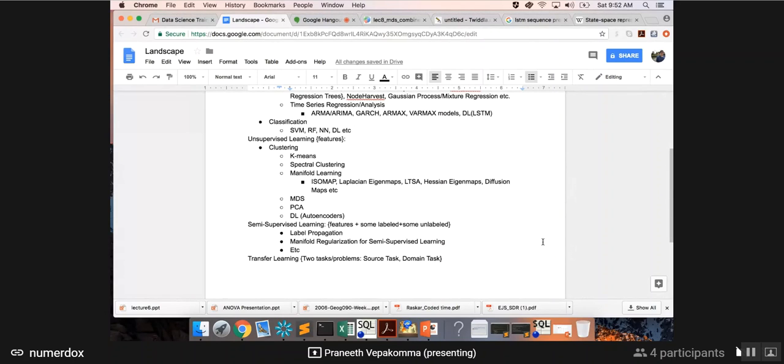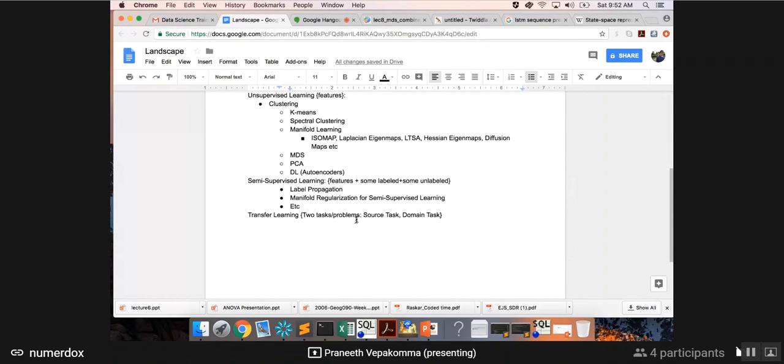Okay, where are we? Here, transfer learning. So here you have two tasks or problems: source problem, target problem. You want to transfer your model for the source problem. So you build one model to do one classification. You want to use that intelligence to do classification of completely different tasks. This is known as transfer learning.